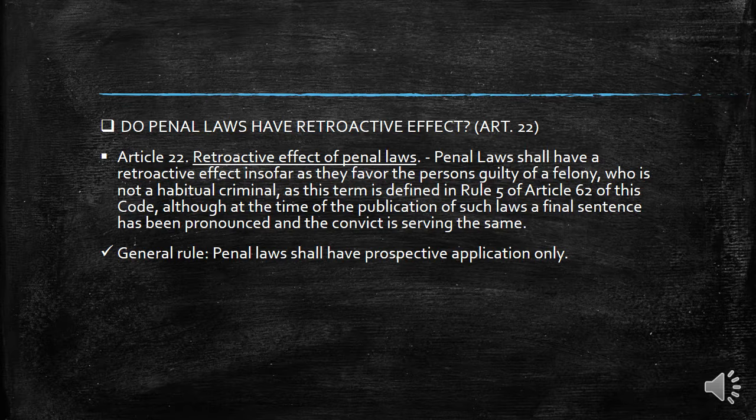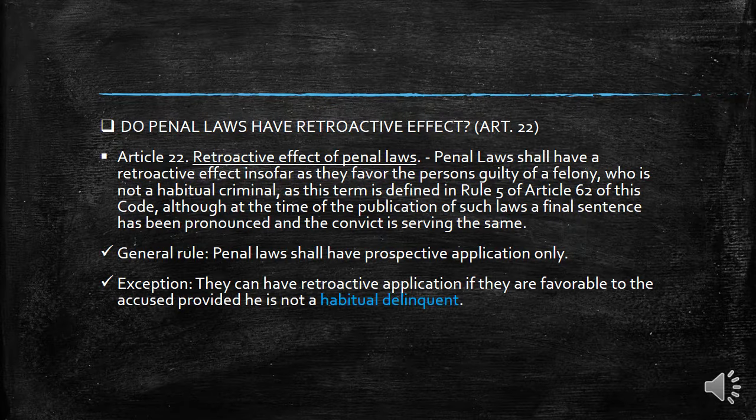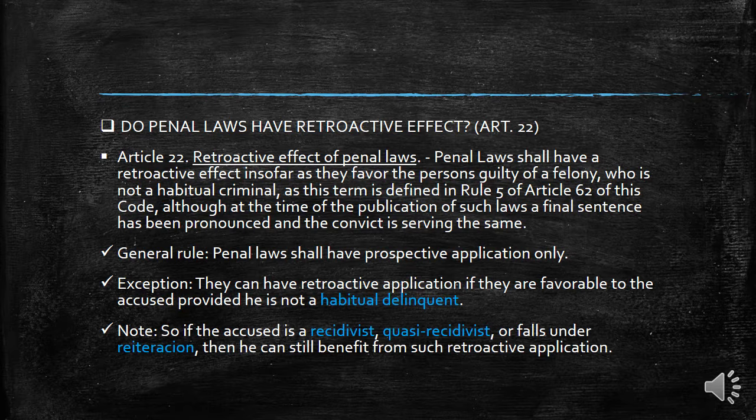provision. Here, the general rule is that, take note, penal laws shall have prospective application only. The exception is they can have retroactive application if they are favorable to the accused or to the offender, provided that the offender is not a habitual delinquent. Therefore, if the accused is a recidivist, a quasi-recidivist, or falls under the circumstance of reiteration, then such offender can still benefit from such retroactive application.